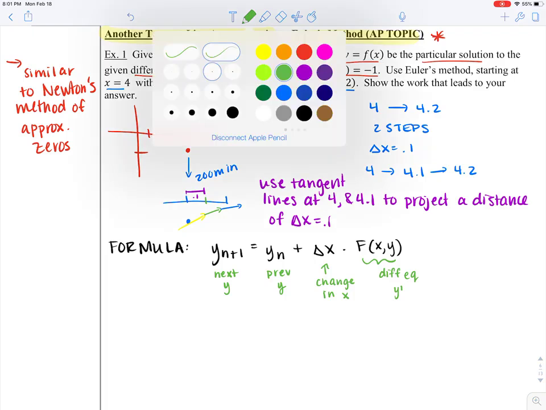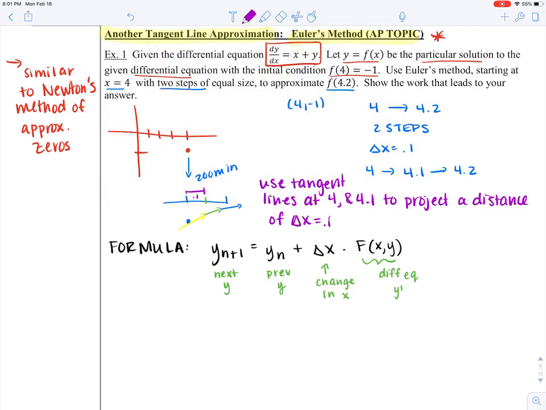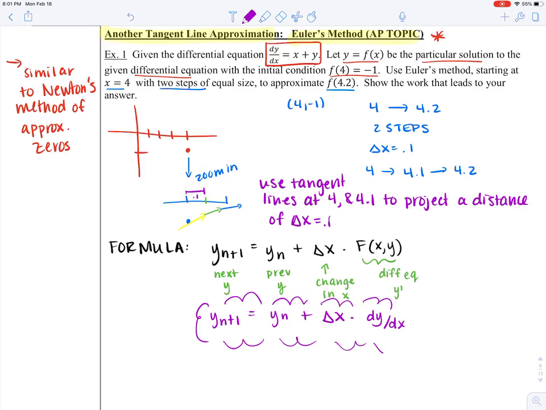Okay, so that's one version of the formula, but this formula has also been shown as y sub n plus 1 is equal to y sub n plus delta x times dy dx. This is the version that I want you to know and remember. Okay, so this is the one.